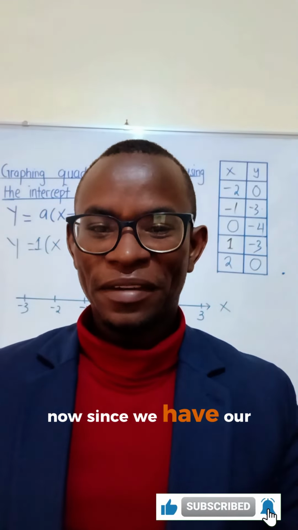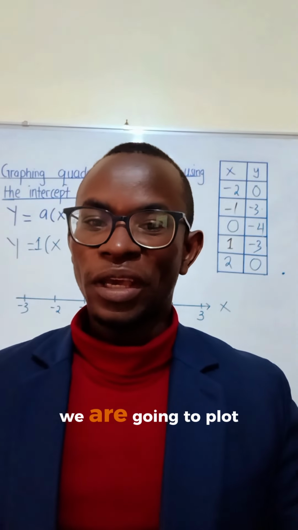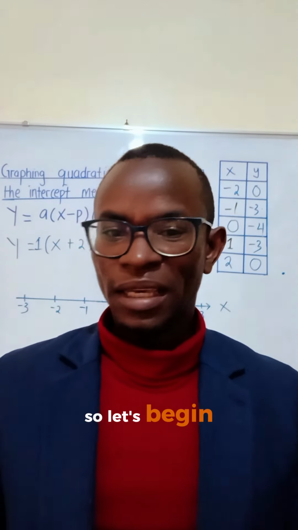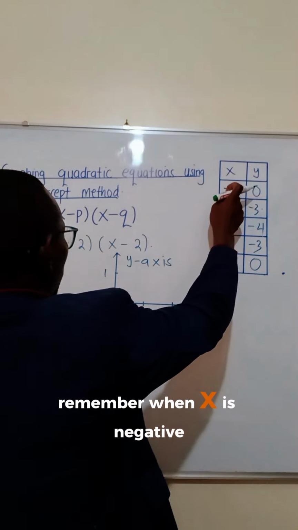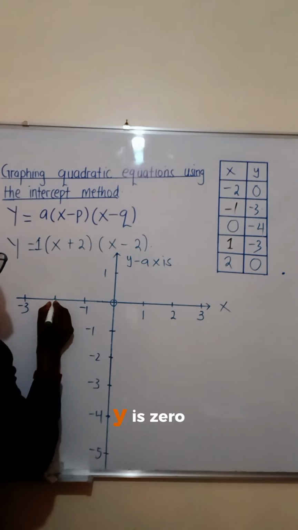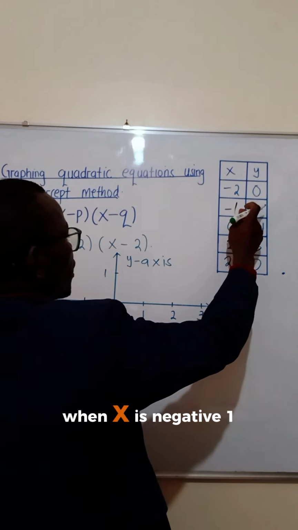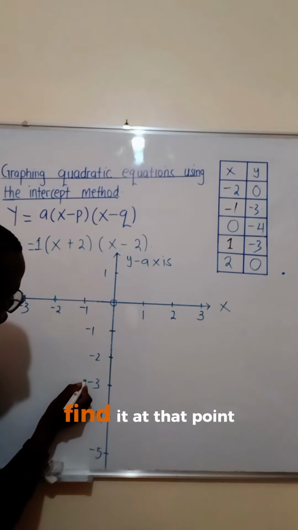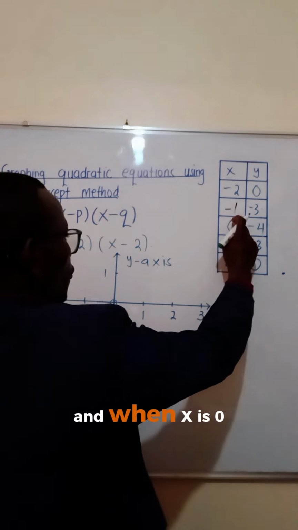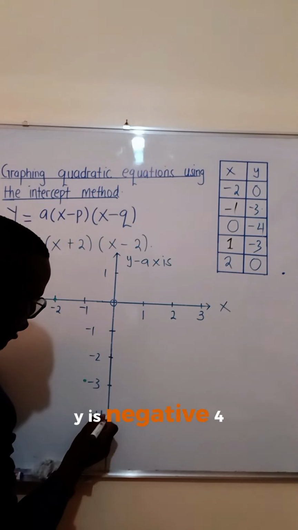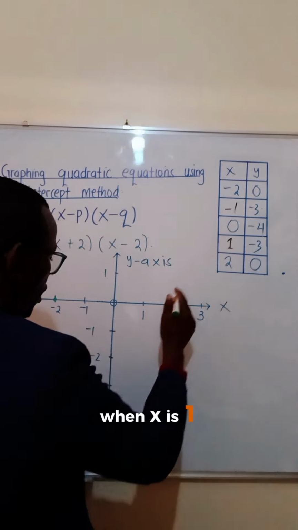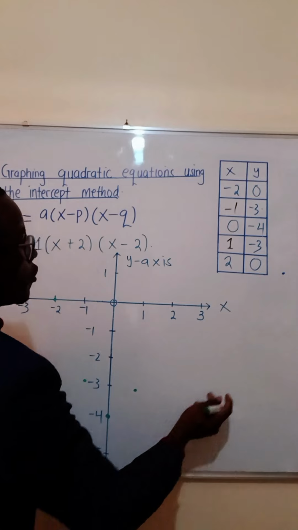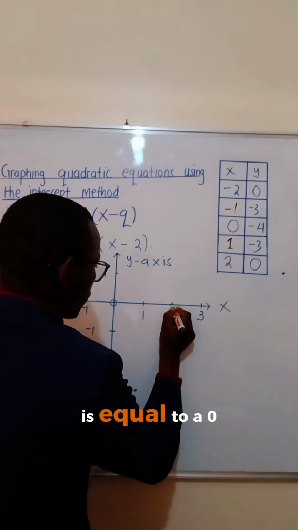Now, since we have our plotting values, we are going to plot and then we sketch our graph. So let's begin. Remember, when x is negative 2, y is 0. When x is negative 1, y is negative 3. So we are going to find it at that point. And when x is 0, y is negative 4. When x is 1, y is negative 3. When x is 2, y is equal to 0.